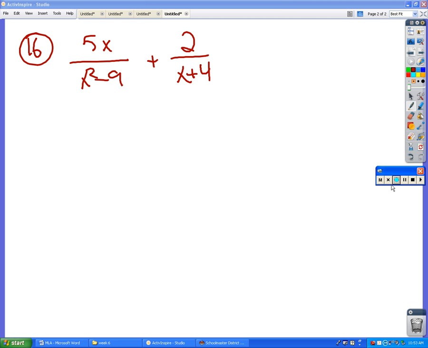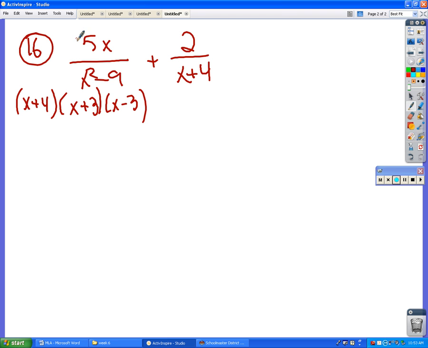Okay, first thing, as someone already pointed out, I have to factor the bottom into x plus 3 times x minus 3. And then unfortunately, they don't share any common factors. So this has an x plus 4 in it, and this does not. So I need to multiply the bottom by x plus 4. Not 4, x plus 4, that whole thing. So that means I have to multiply the top by x plus 4 also.